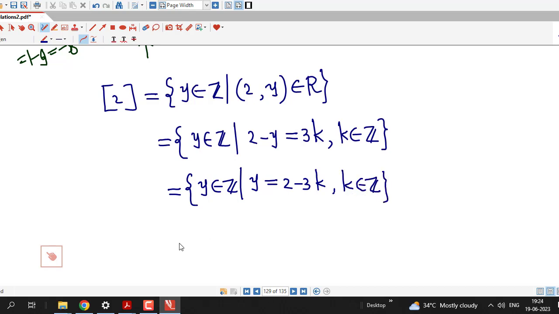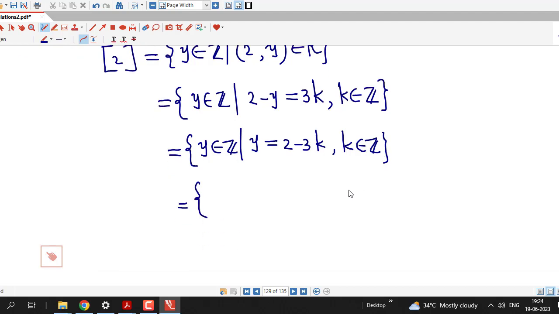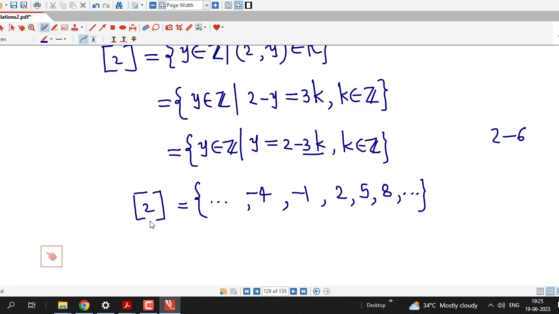And for different values of k we will have different elements here. For k equal to 0 I will have 2, if I take k equal to 1 I will have minus 1, if I take k equal to 2 I will have 2 minus 6, that is minus 4, and this will continue in this direction. If I take k equal to minus 1 I will have 2 plus 3, that is 5. If I take k equal to minus 2 I will have 2 plus 6, that is 8, and so on. And this is the equivalence class generated by 2.